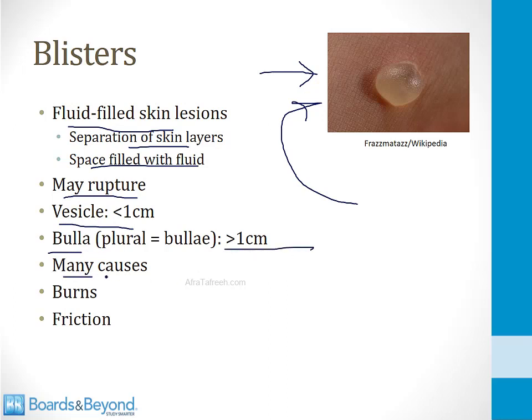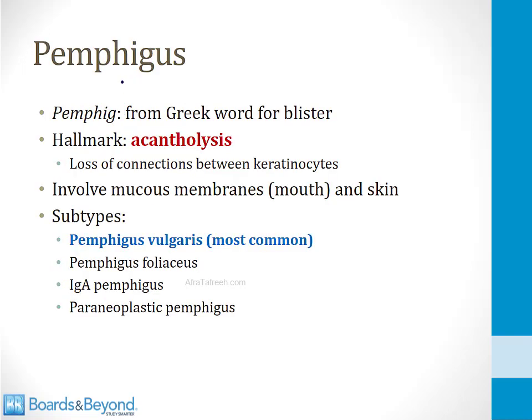And there are many causes which we won't discuss in this video. If you've ever had a burn, that can cause a blister. If you have friction on your fingers or hands or arms, that can sometimes create a blister. In this video, we're going to focus on some skin disorders that lead typically to blister formation on the skin. Let's start by talking about pemphigus.